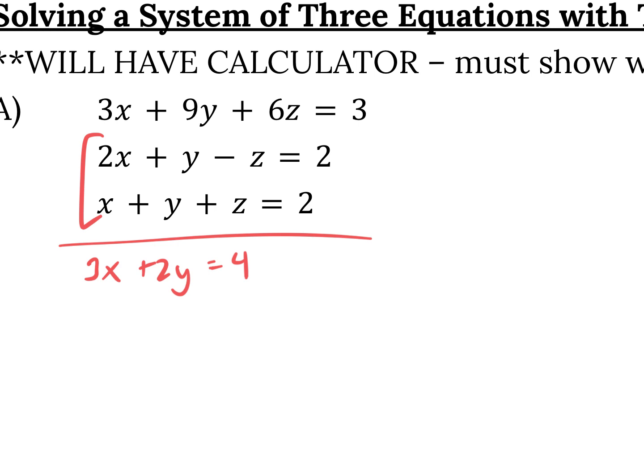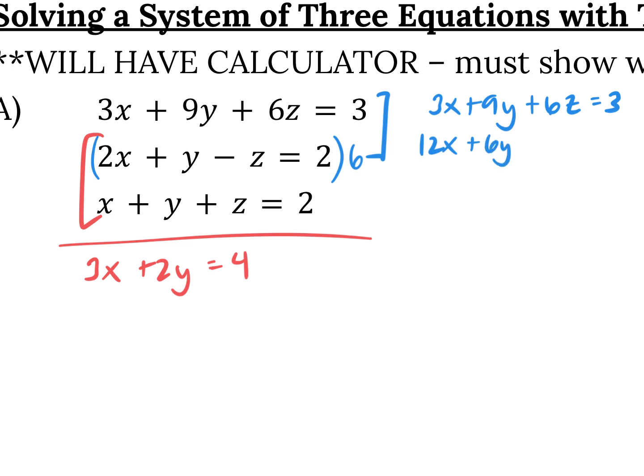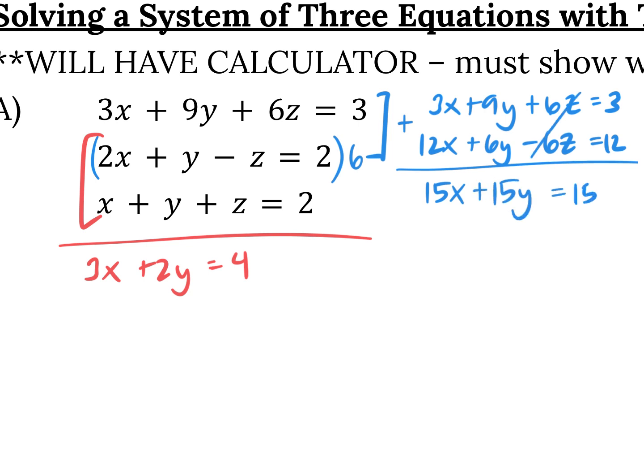But then I also need to add these 2 equations together so that I can get rid of z as well, which means I need to multiply the second equation by 6. So I'm going to rewrite my 2 equations here. 3x plus 9y plus 6z equals 3. And then I've got 12x plus 6y minus 6z equals 12. Add these 2 equations together, and I get 15x plus 15y is equal to 15.